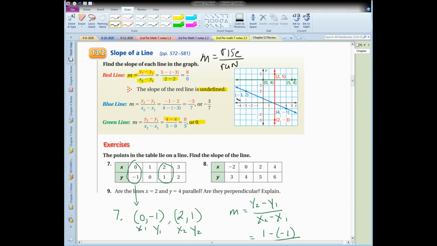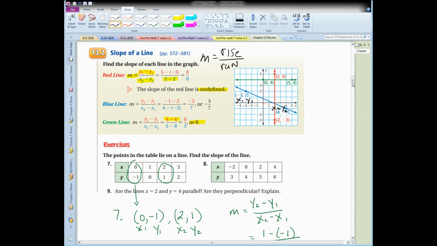This is what I do. X sub 1, Y sub 1, X sub 2, Y sub 2 is always a good habit, and it will help you keep the values in order when you put them into the equations. And so that's what I recommend you do.